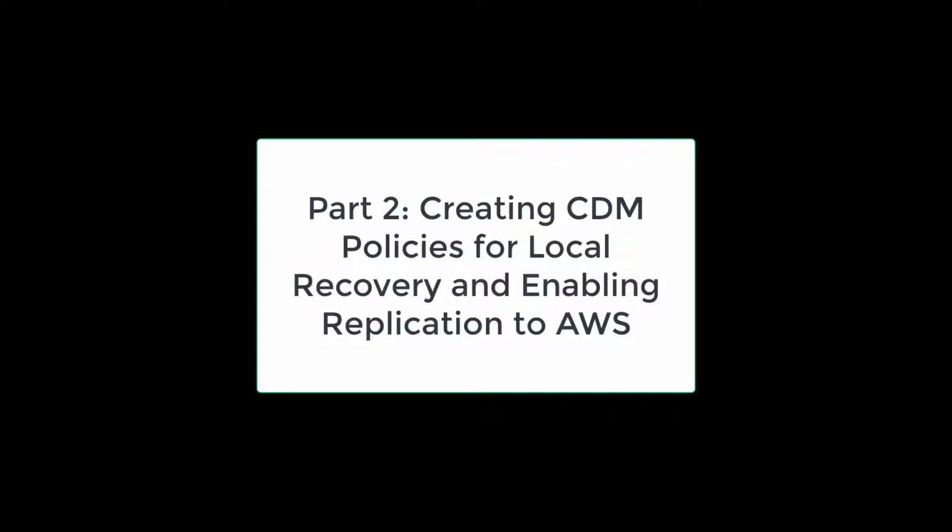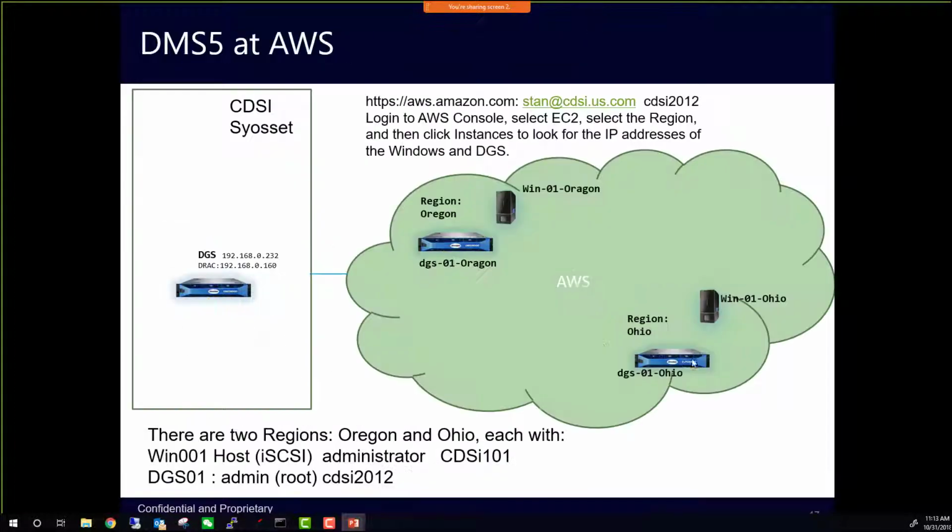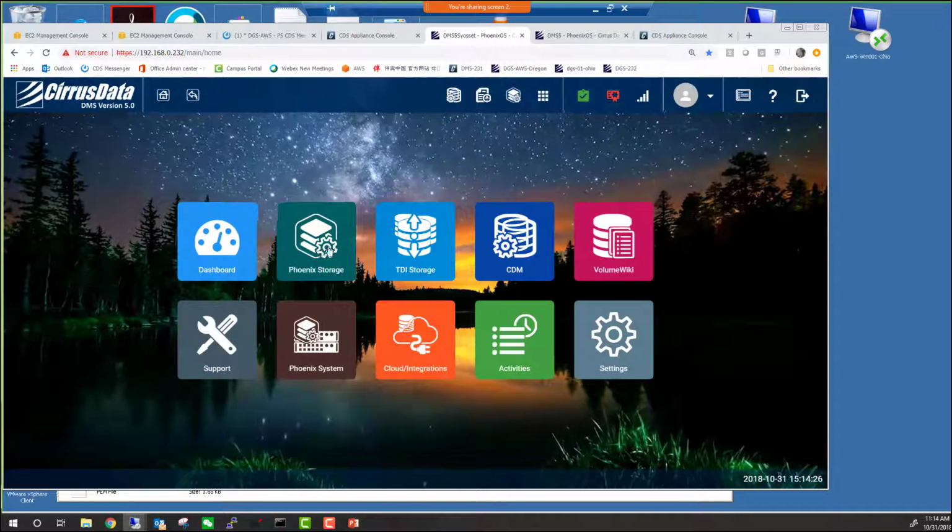Part 2, creating CDM policies for local protection recovery and for remote replication to AWS. In Part 1, we introduced the lab environment where we are going to protect Fiber Channel SAN at Syosset Labs, and we also want to then replicate the data to AWS Ohio and further replicate to Oregon. Let's create a copy data management policy at the DMS5 Syosset.